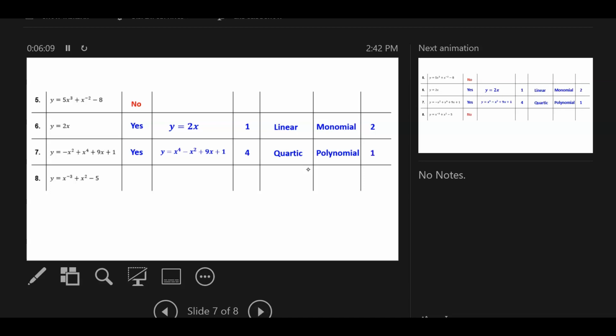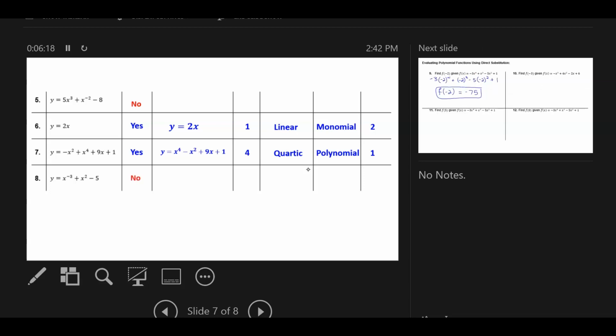Okay, last one here. What is the... No. Why not? Negative exponent, right? No negative exponents allowed. Okay, so make sure you got that down. Then we'll do the last one.